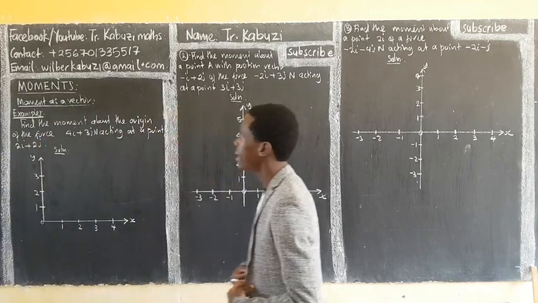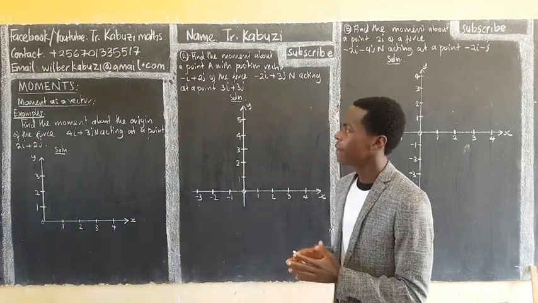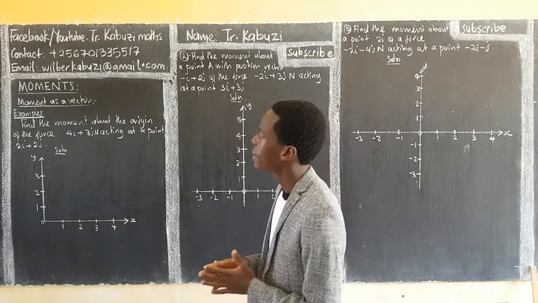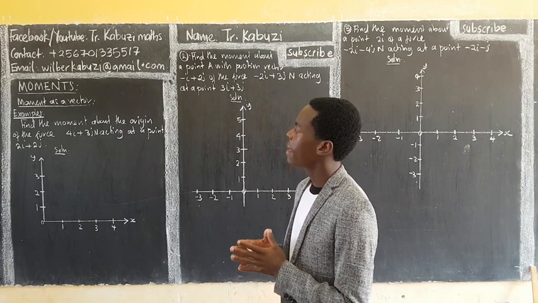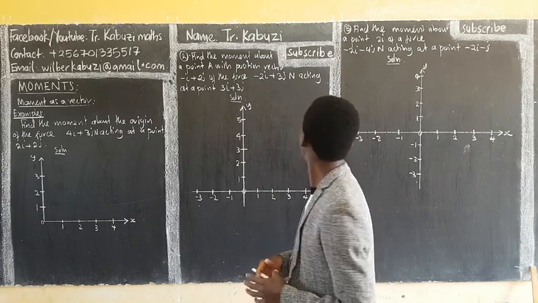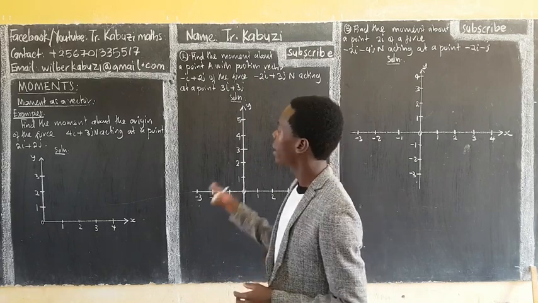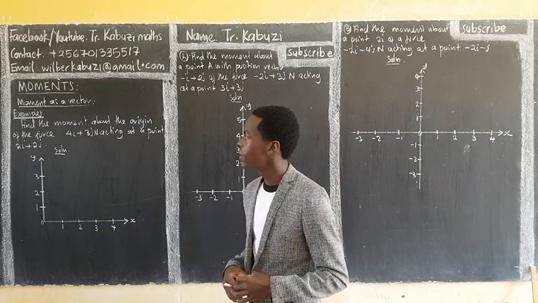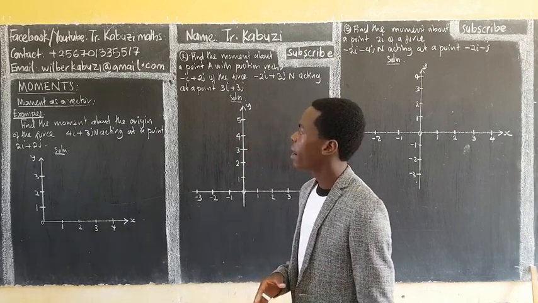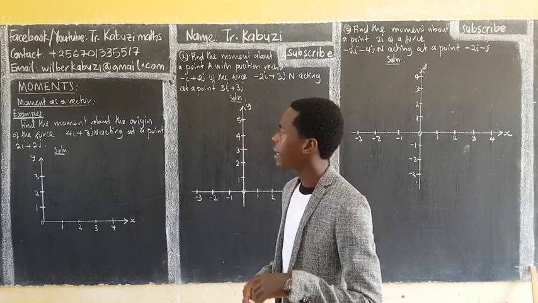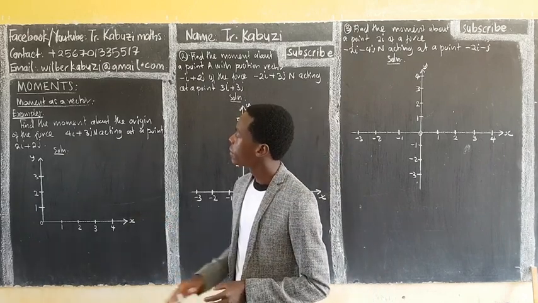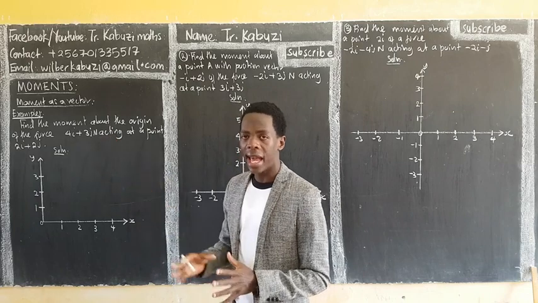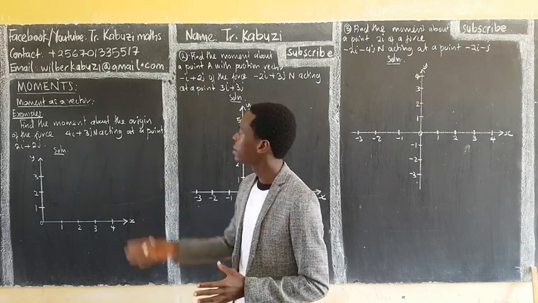Okay, let us see moments when the forces and the points are given in vector form. We are going to start with this, then we shall reason. So this question says, find the moment about the origin. They are telling us about the origin of the force. This is the force. You note the signs. Here the signs are important.